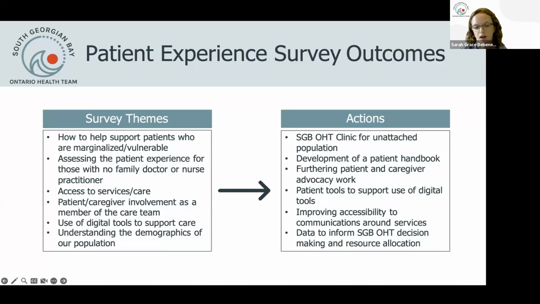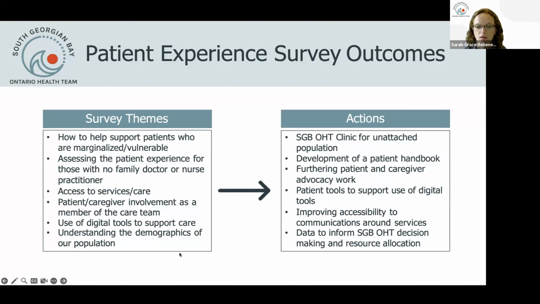So it can be challenging for them to access services here while still trying to maintain that relationship with their physician elsewhere. The survey also pointed out opportunities for access to services and care, the patient and their caregiver involvement as a member of the care team, how patients perceive their use of digital tools to support their care, and understanding the demographics of our population as well, which we found really valuable, especially in some of those domains that may not typically be captured in more of a classic medical record type form.